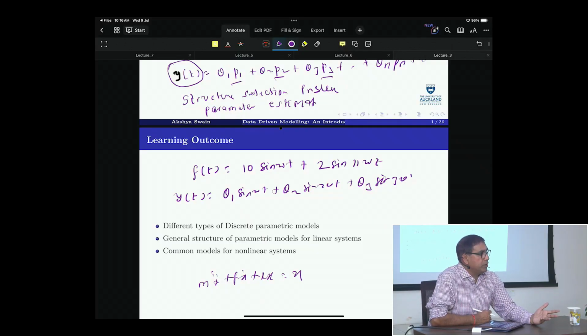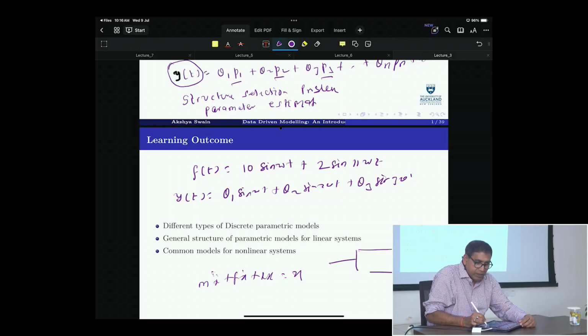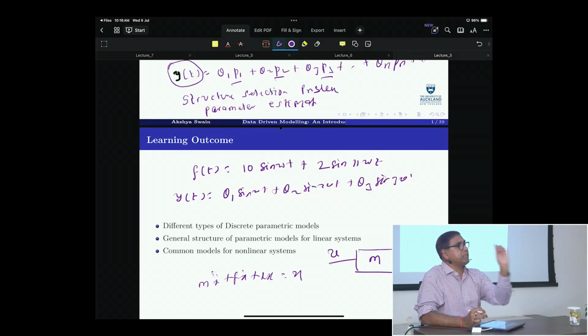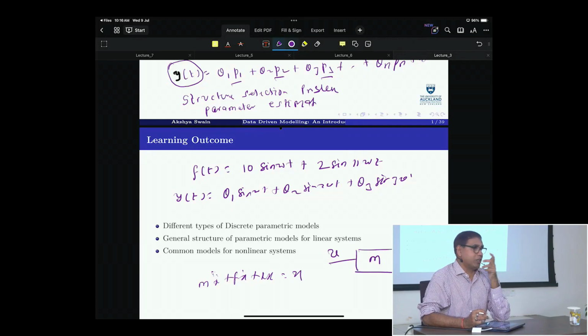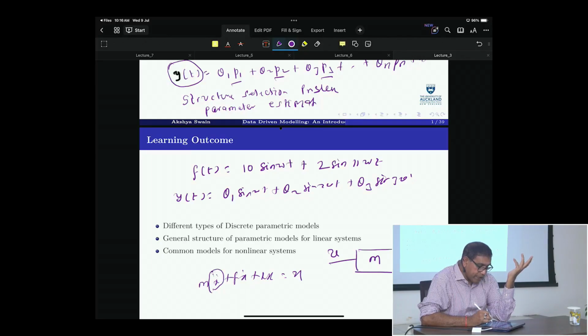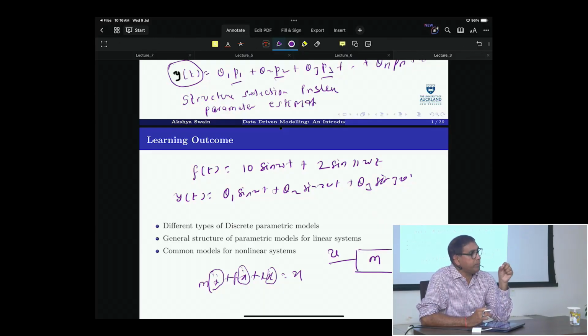Initially, suppose you are nowhere there. You have been given data: this is the mass, I am applying a force, and I am measuring the displacement. Input and displacement data is given. Now you fit a model. You don't know anything. So whether x double dot will be there, x dot will be there, or x will be there, these are terms. How do you know? Which one is important? Term selection is an extremely important problem. That is called the structure selection problem.